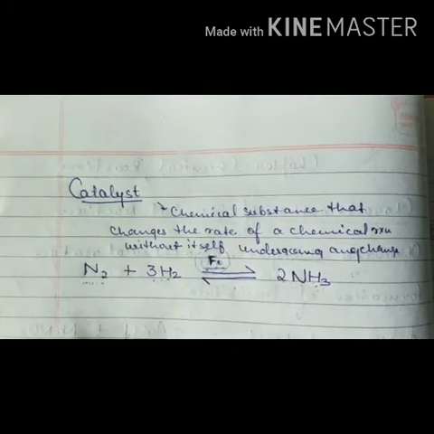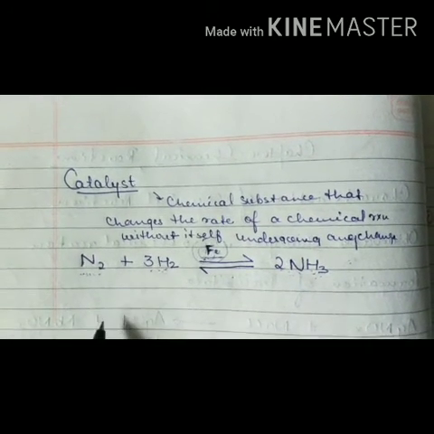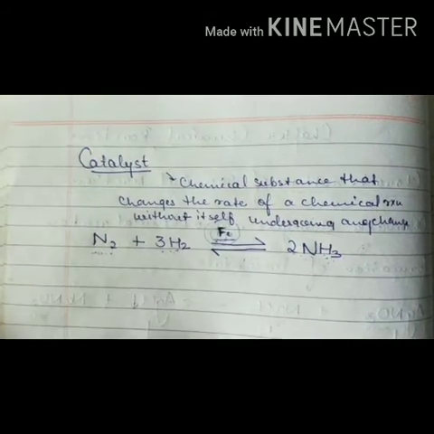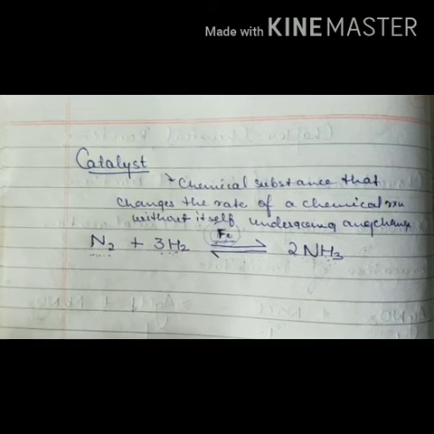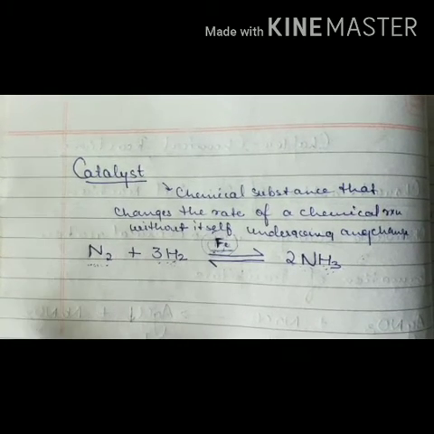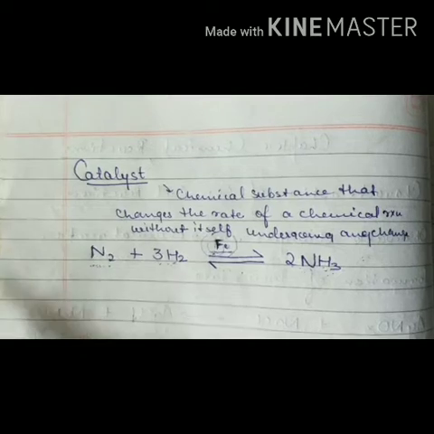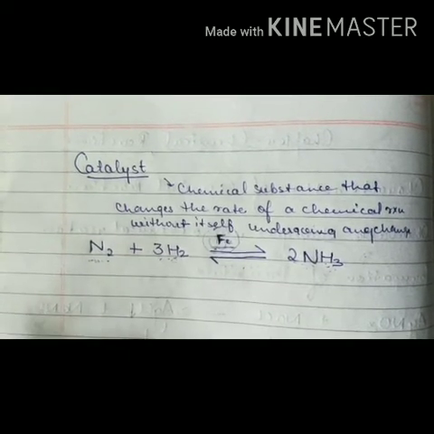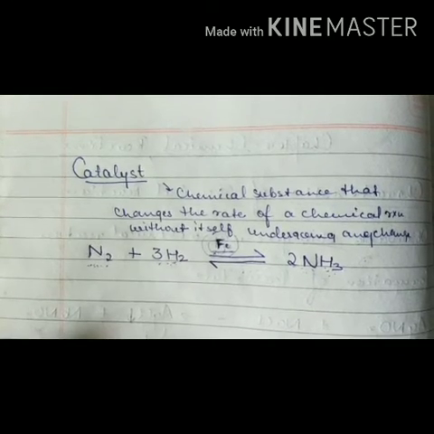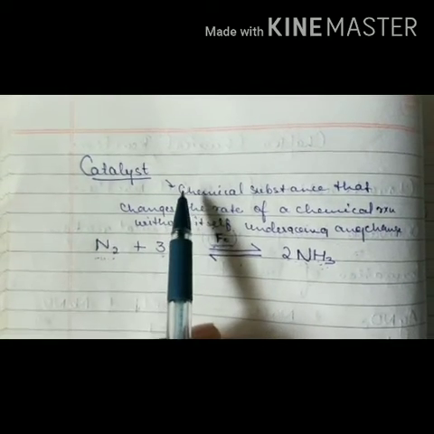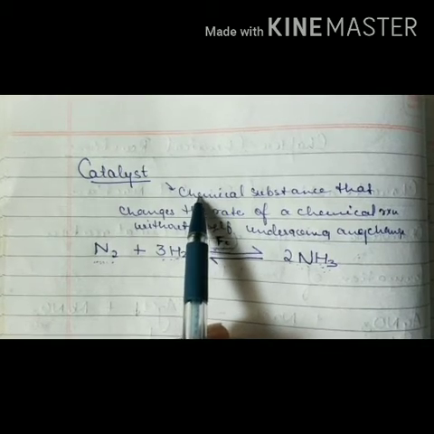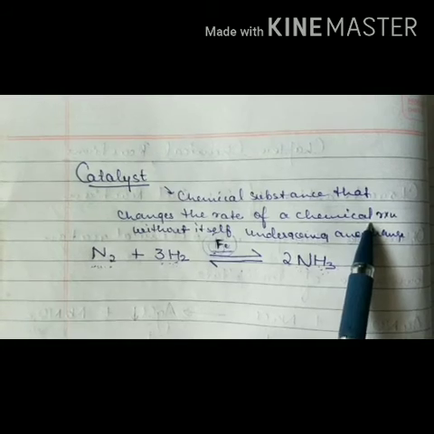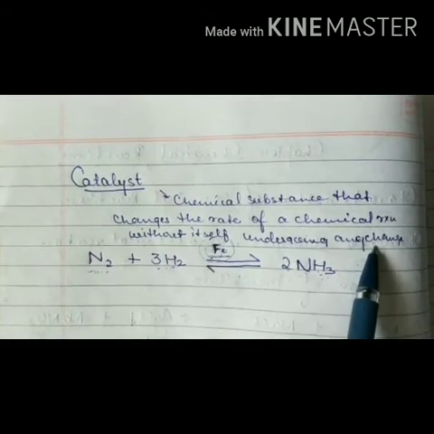Students, now we will learn what a catalyst is. Basically, a catalyst affects the rate of the reaction, which means if any chemical reaction is taking place, it will increase or decrease the rate of reaction. And what do you understand by the rate of reaction? The speed of that reaction. The definition of a catalyst is a chemical substance that changes the rate of a chemical reaction without itself undergoing any change.